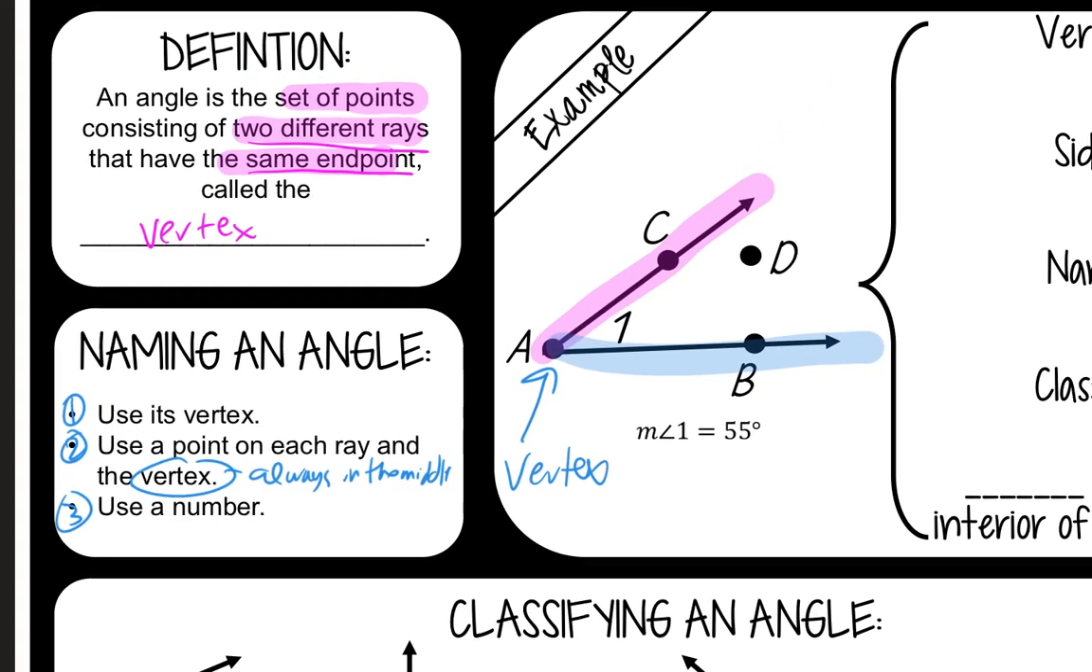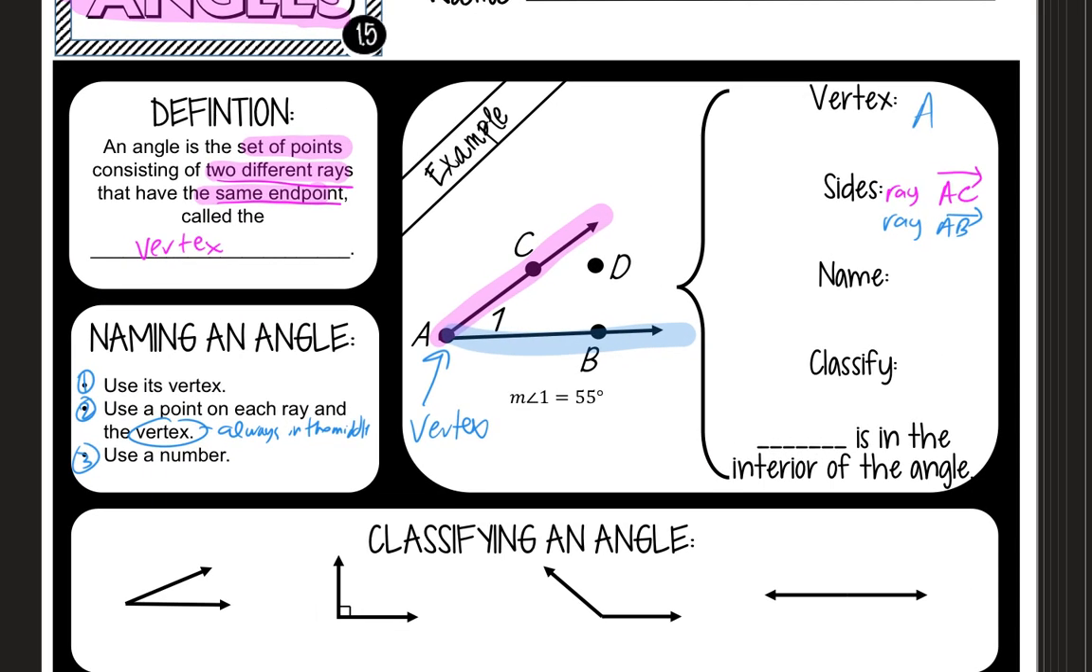So let's take a look right over here. The first way we said is using the vertex. We said the vertex is the common endpoint. So this one we would call angle A. We're going to use this symbol right here, this is called an angle. So keeping that in mind, let's call this angle A. So that's one way we can call it.